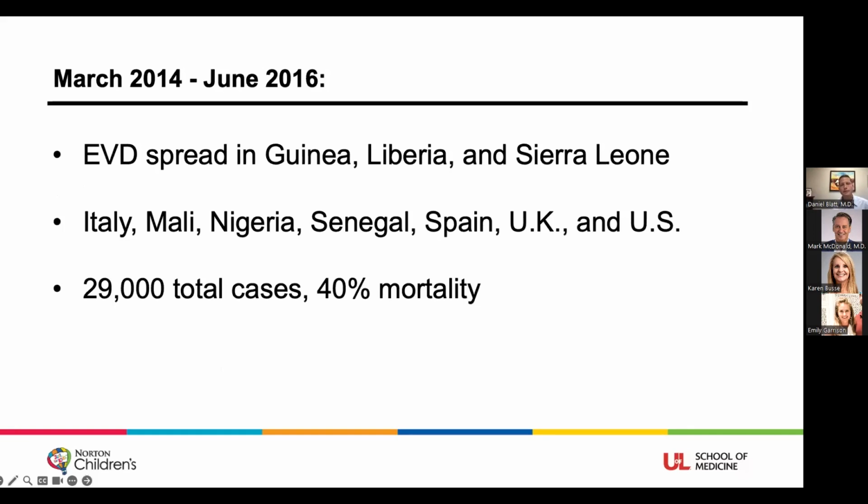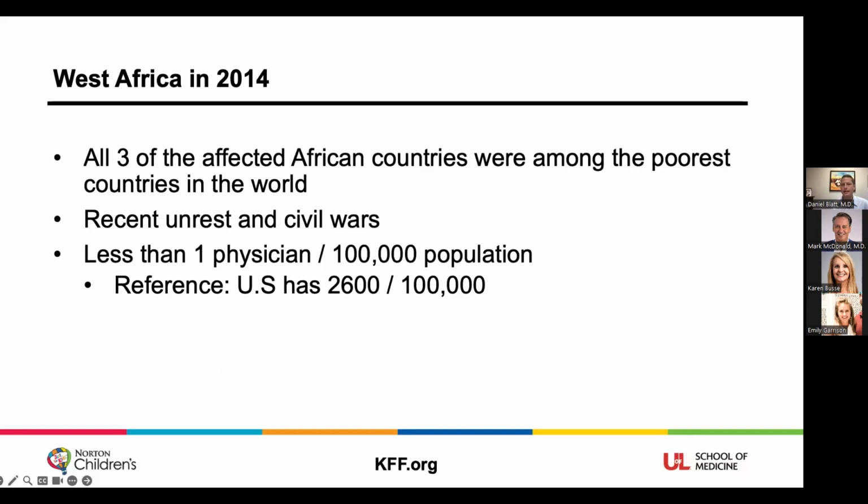So from 2014 to 2016, Ebola spread in West Africa from Guinea to Liberia and to Sierra Leone. And there were cases that reached Europe and North America. So if we have global surveillance, why did it last so long and why was it not contained?